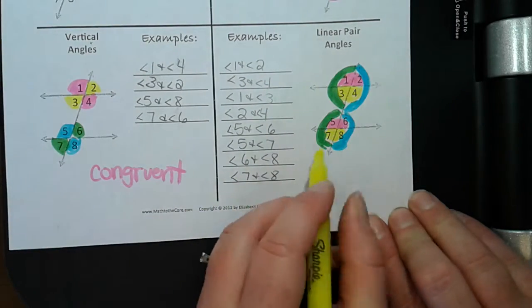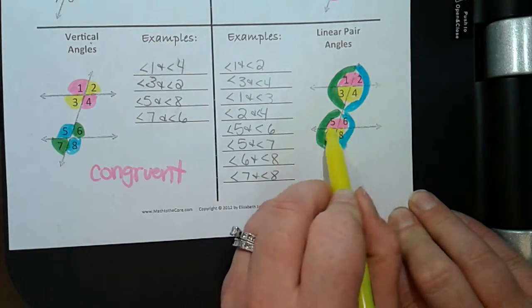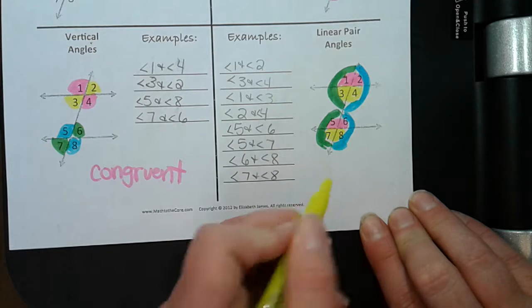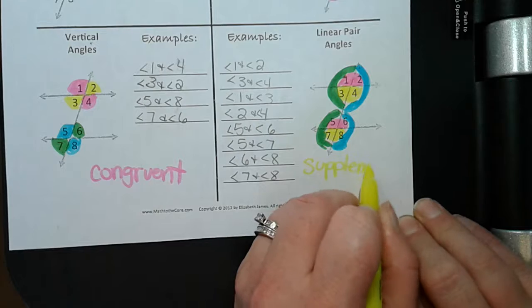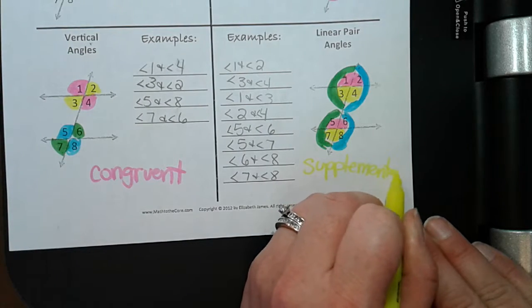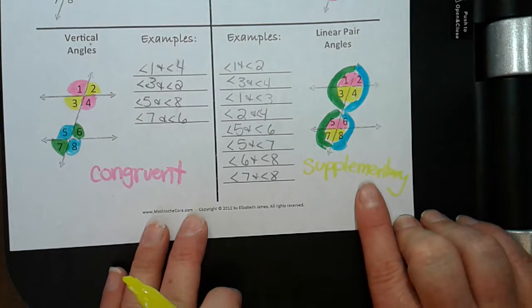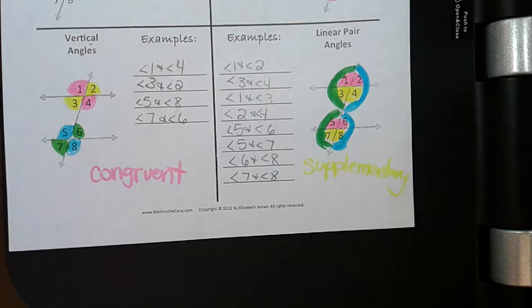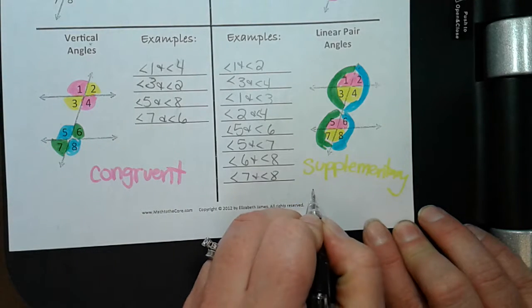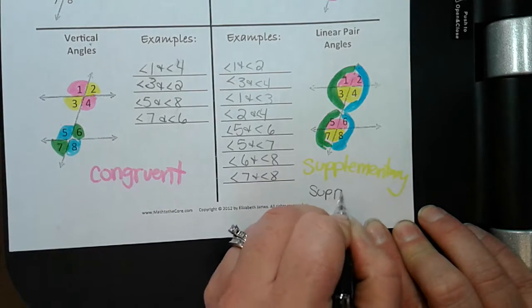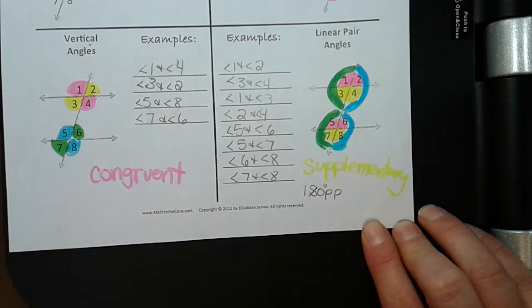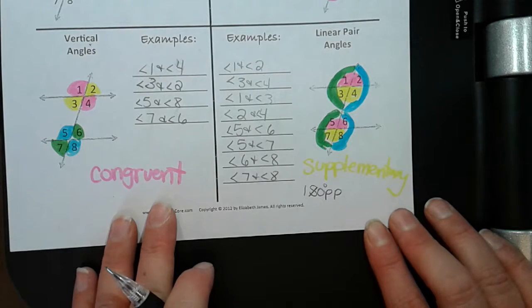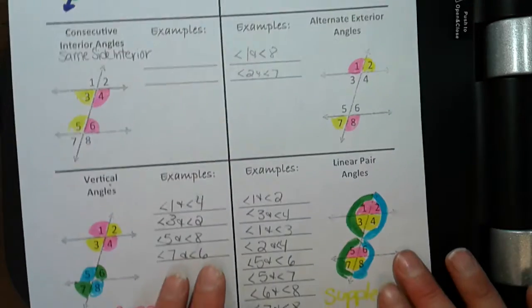Linear pairs, well, let's think about this. They form a line, and a line is 180 degrees, so they can't be congruent. These guys are supplementary, which means they add up to 180 degrees. You can remember our little trick. If you write the word supplementary, you can see that it changes into 180 degrees. That's how you know that supplementary is the one that makes 180 degrees.